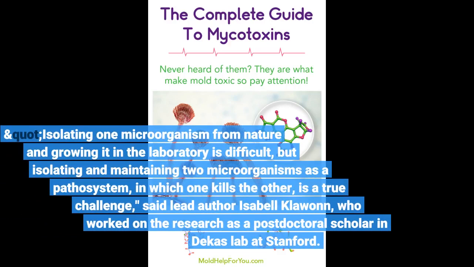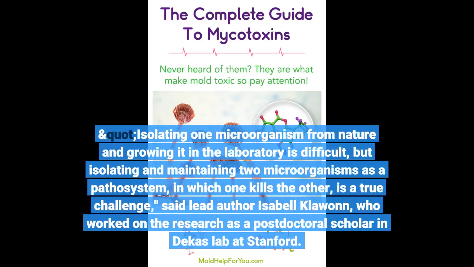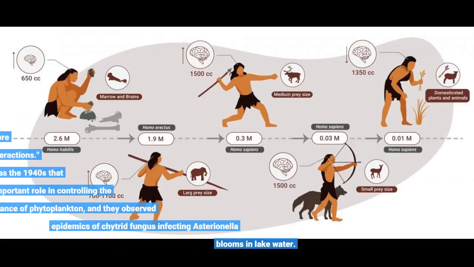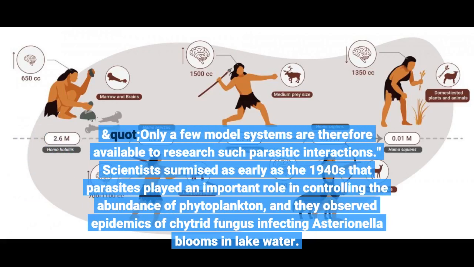Isolating one microorganism from nature and growing it in the laboratory is difficult, but isolating and maintaining two microorganisms as a pathosystem, in which one kills the other, is a true challenge, said lead author Isabell Klawonn, who worked on the research as a postdoctoral scholar in Dekas' lab. Only a few model systems are therefore available to research such parasitic interactions.